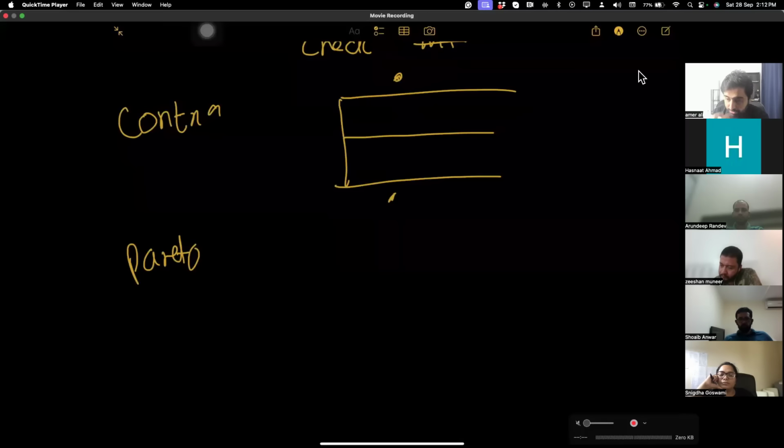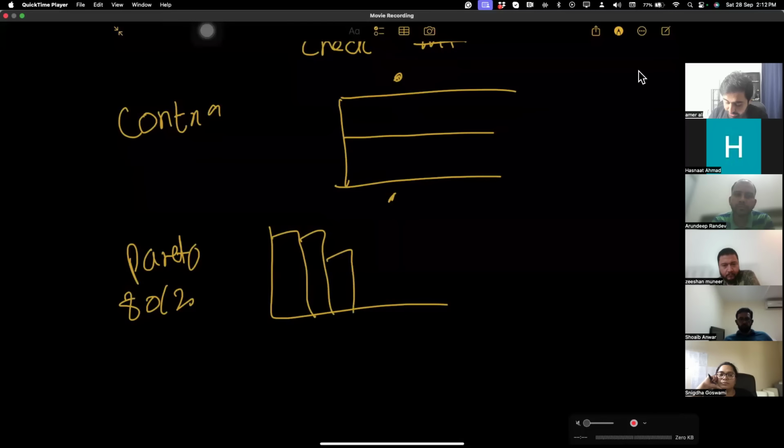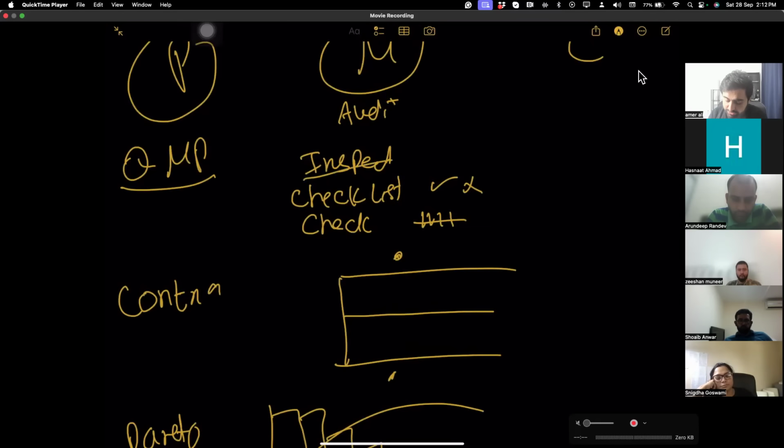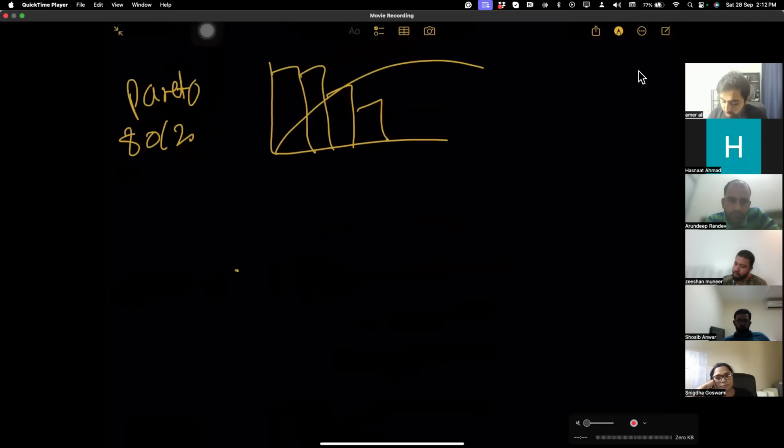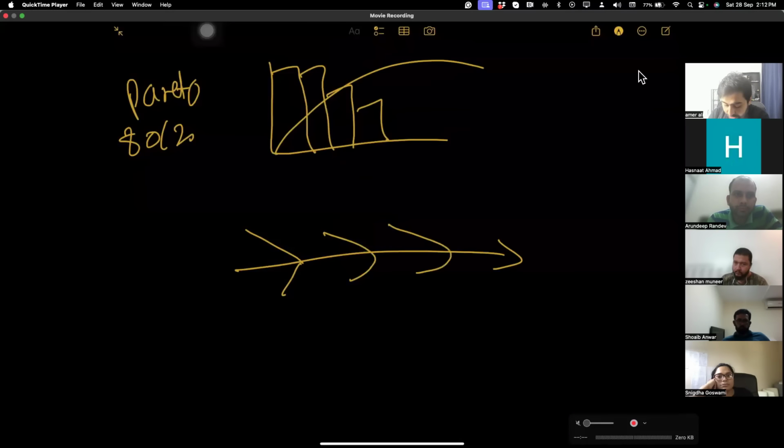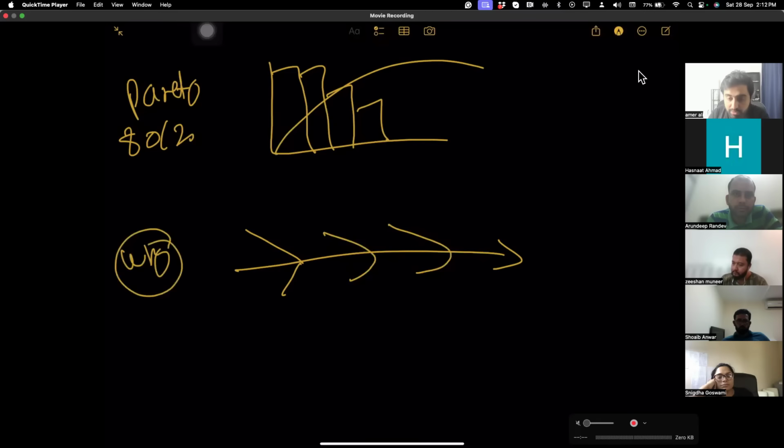Pareto principle: if defects are there, you use the 80-20 principle to identify which are the most critical defects I need to address. These tools are also used in control quality equally, but understanding them is important. So we discussed audit, inspection, checklist, check sheet, control chart, Pareto principle, the 20-80 principle, and fishbone diagram. That is called Ishikawa, why-why, cause and effect. The purpose is to identify why the problem happened.